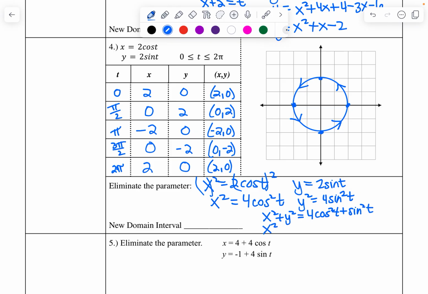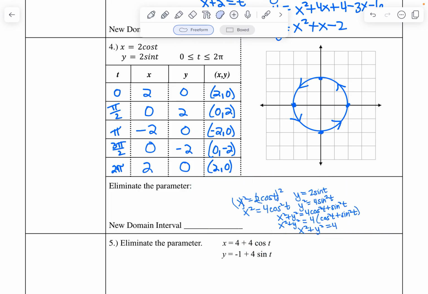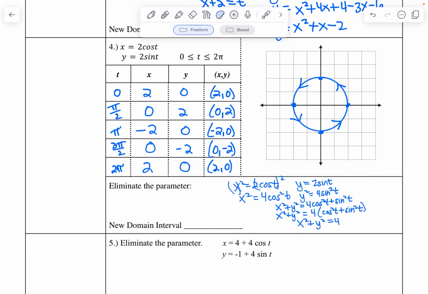We can factor out that 4 from the right-hand side since they both have it. And then we will have cosine squared t plus sine squared t, which is our Pythagorean identity. We know that equals 1. So what we really have is x squared plus y squared equals 4, the equation of our circle. And so our new domain is going from -2 to 2. Only uses those x values.